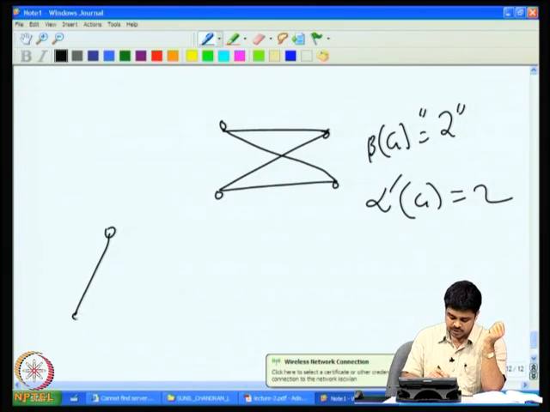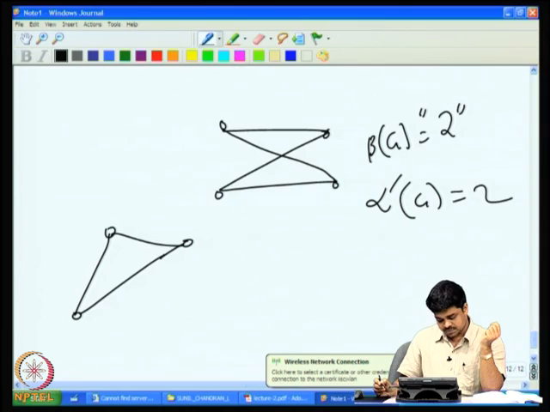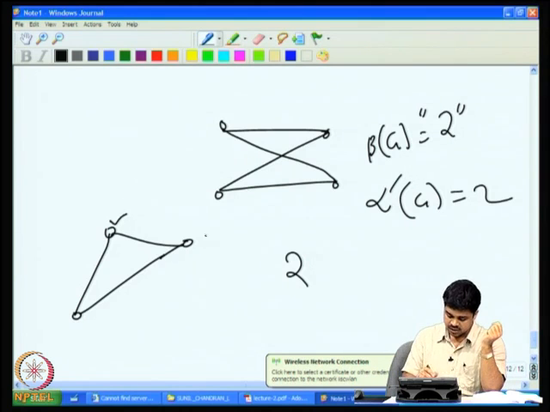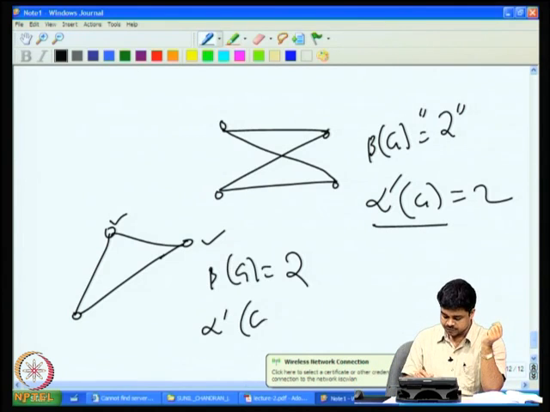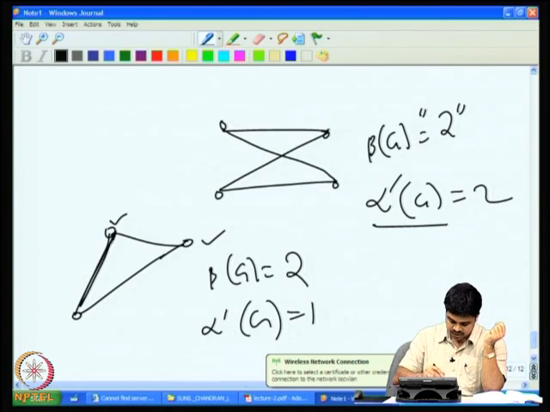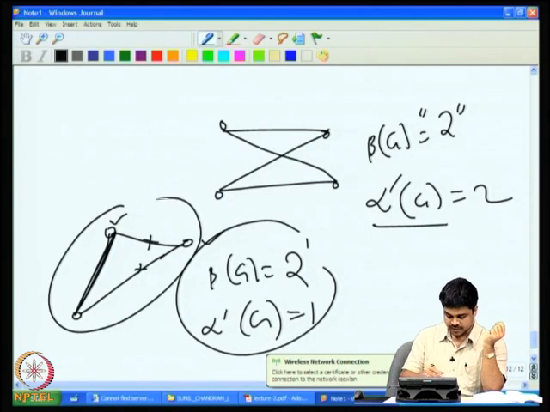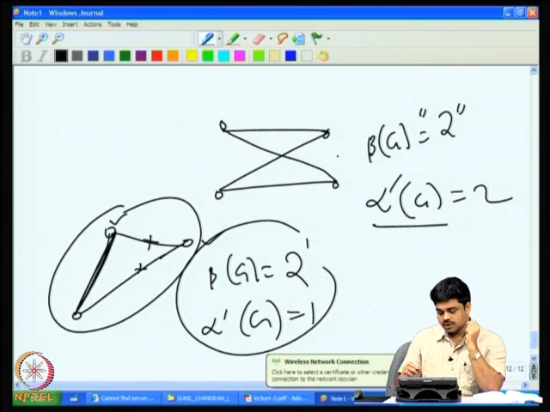But you can try on a non-bipartite graph. For instance, here the triangle, its minimum vertex cover cardinality is 2. Why? Because if you want to cover all the 3 edges, you have to take 2 of them at least, right? But on the other hand, if you look for alpha dash of G, it is only 1, because once you take this edge, you cannot take this or this, right? So this is not a bipartite graph. This is a theorem for bipartite graphs.